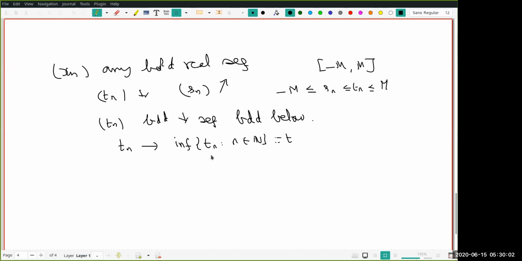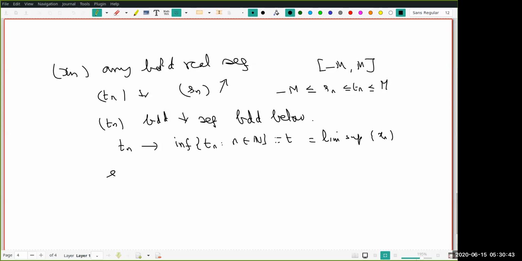Why does it exist? Each of the Tn's is bounded below by minus M. Tn is a decreasing sequence bounded below by minus M, therefore I know it converges, and I also know where it converges: to the infimum of the terms, the infimum of Tn. So this exists, and we call it T. This T is called the lim sup of the sequence Xn. Is it clear? Good.